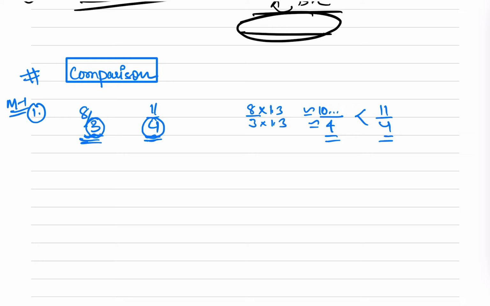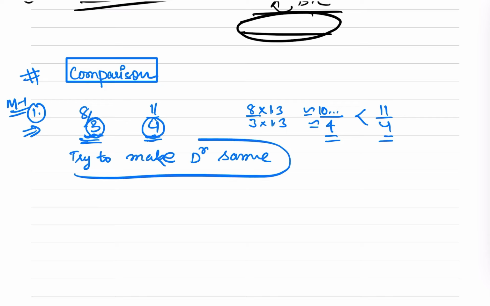Now can you tell me which one is greater? This is greater. So the first method says that try to make the denominator the same, right? Try to make the denominator the same, correct? Make sense?